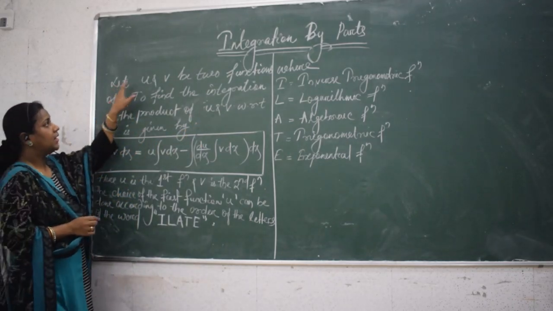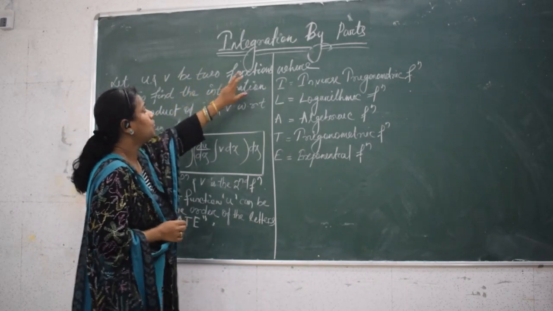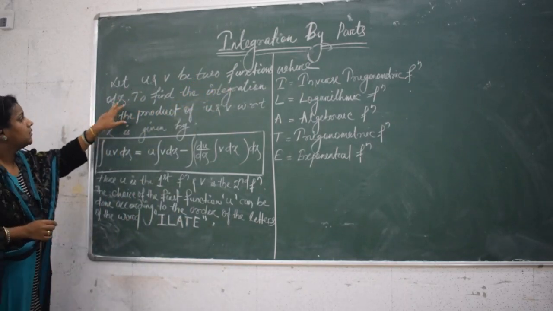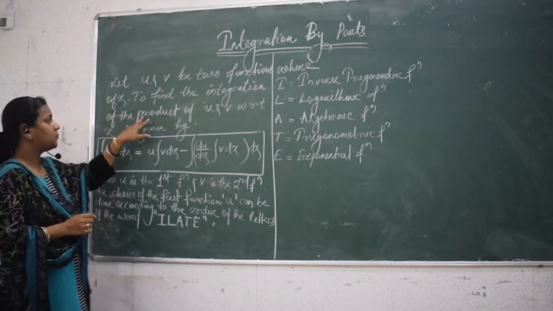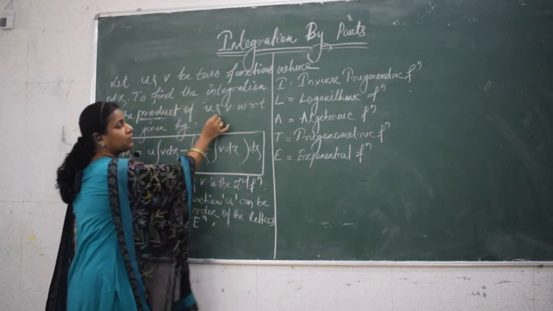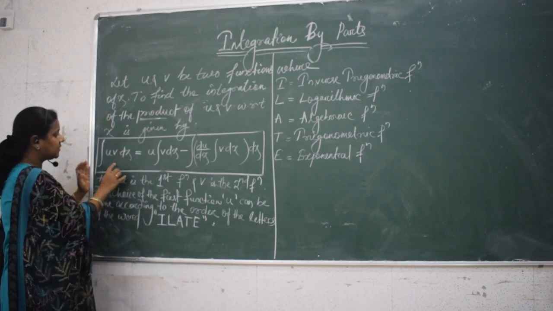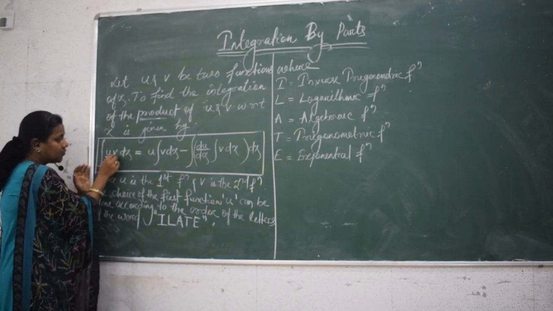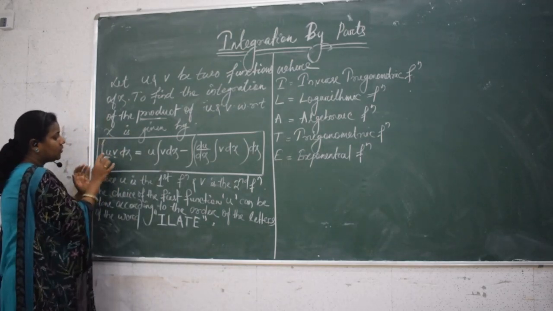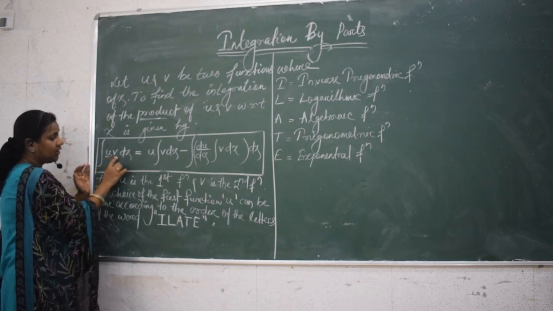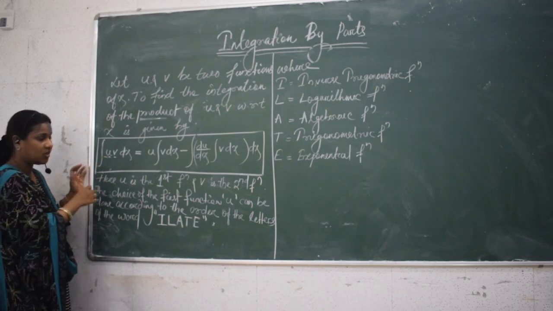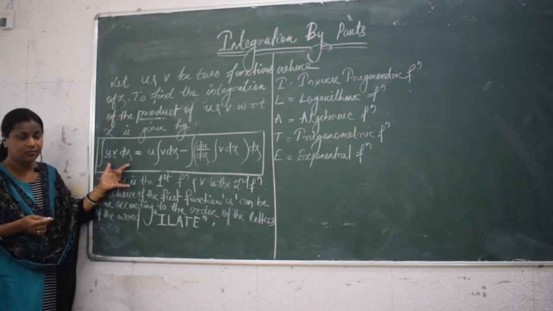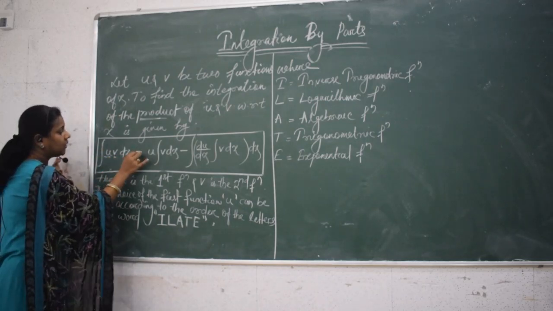Here let u and v be two functions of x. Then how to find the integration of the product? The integration of the product of the two functions with respect to x is the integration of the product of the first function and the second function, dx. Here we have taken u as the first function and v as the second function. So how to integrate that?